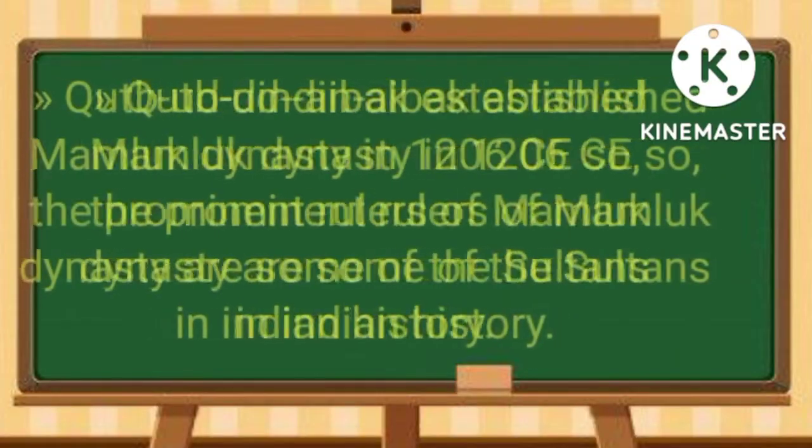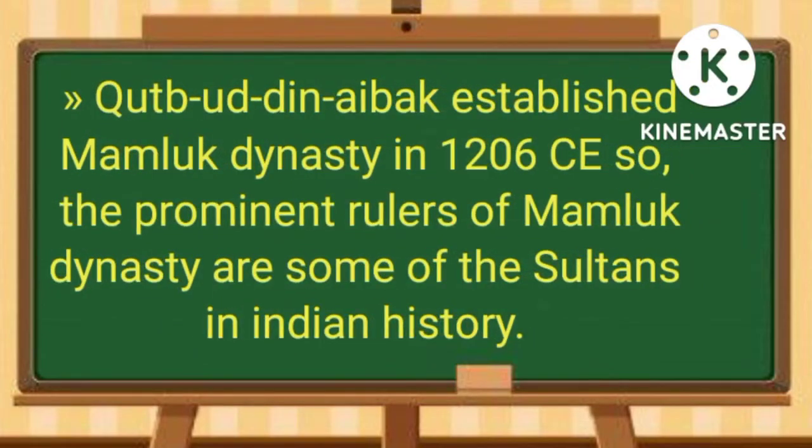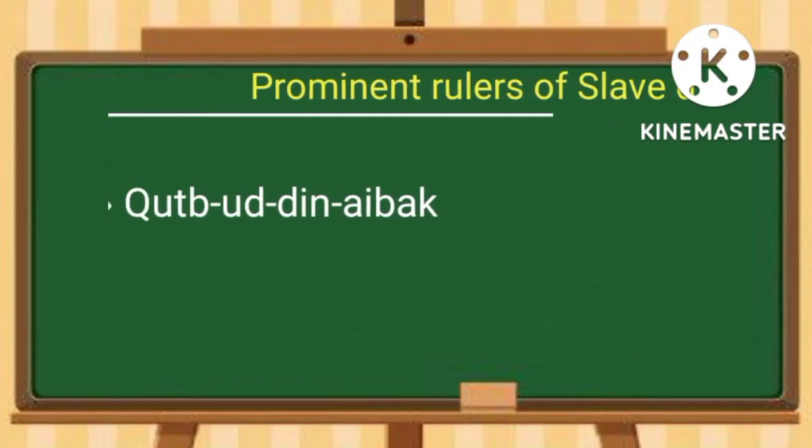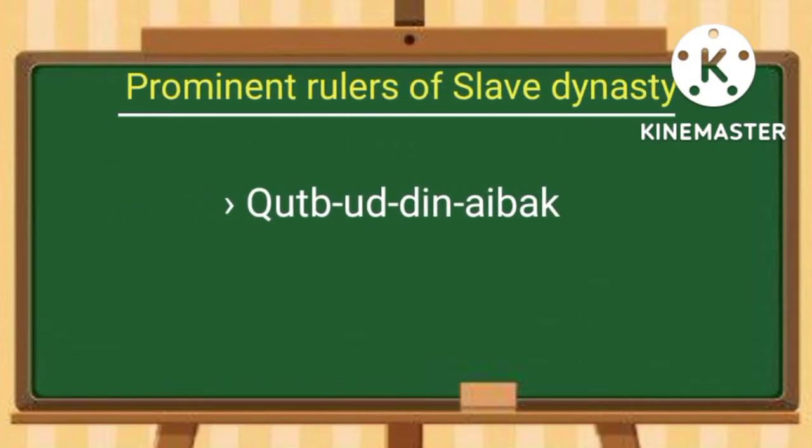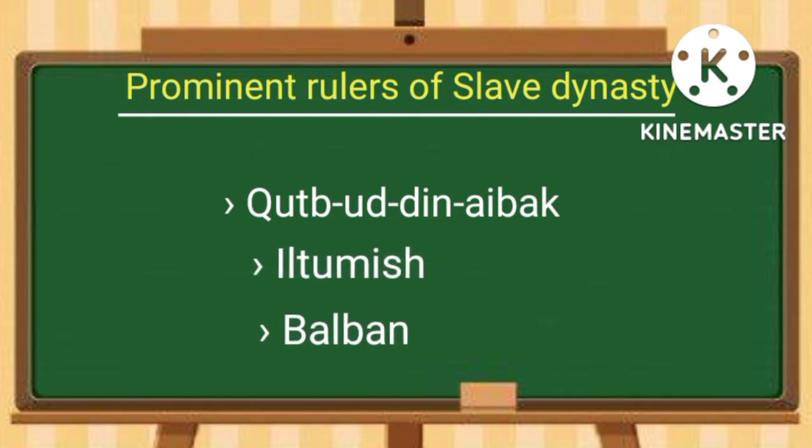So as I said, our Qutbuddin Aibak established the Mamluk dynasty in 1206 CE. That's why the prominent rulers of the Mamluk dynasty are called sultans. So who are the prominent rulers of the Mamluk dynasty? As I said, Qutbuddin Aibak is one of them, and then others are Iltutmish and Balban.